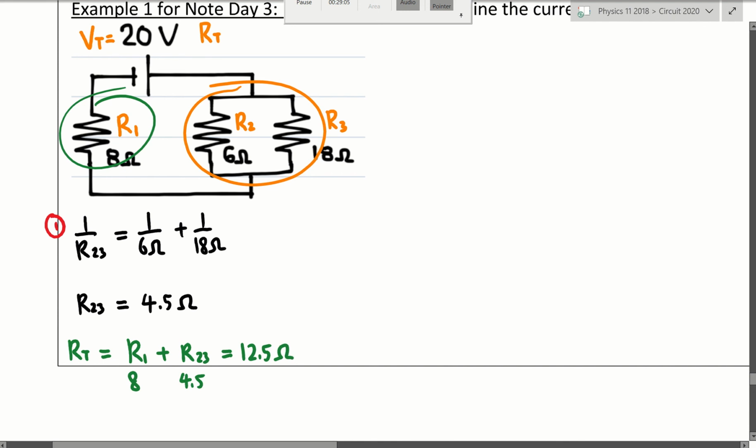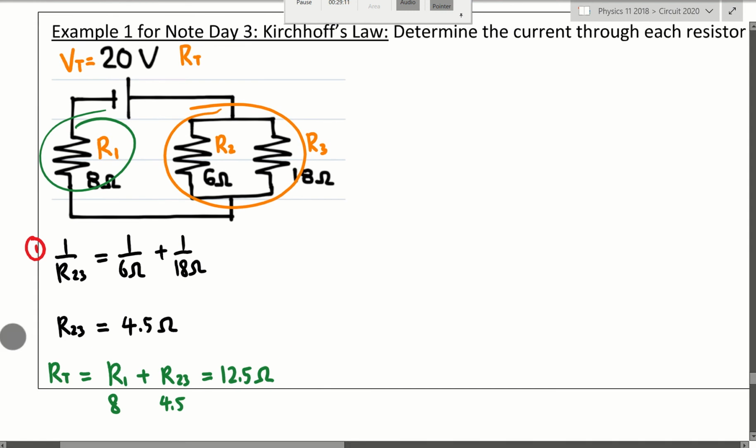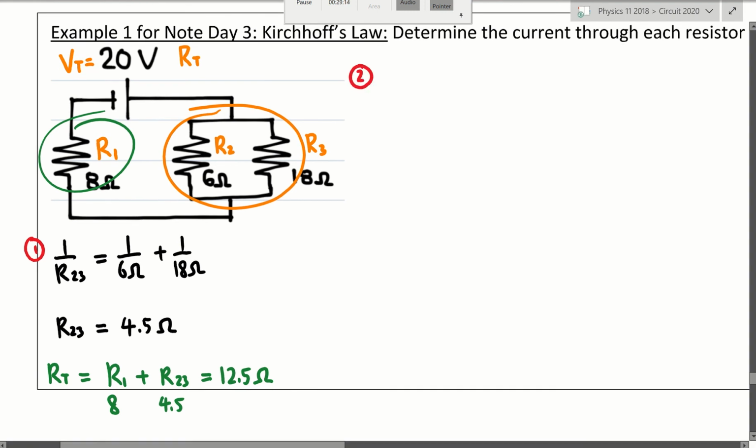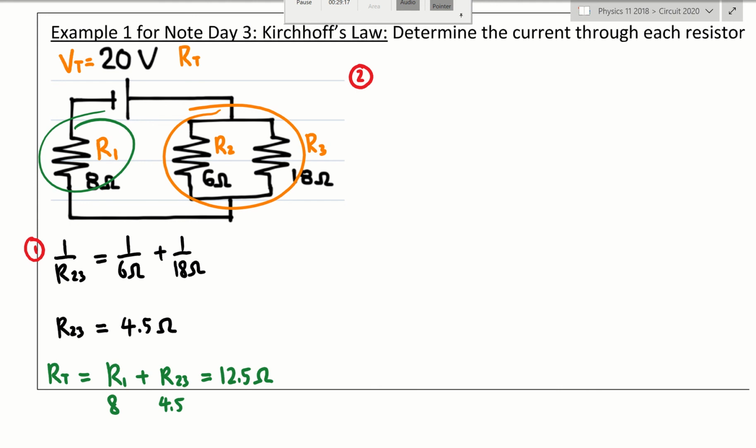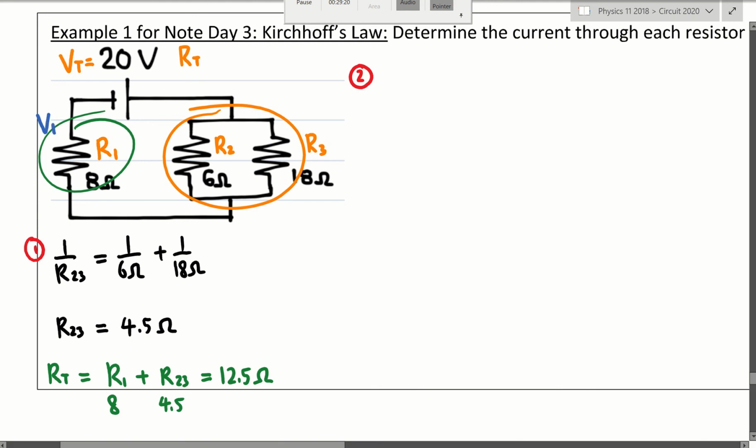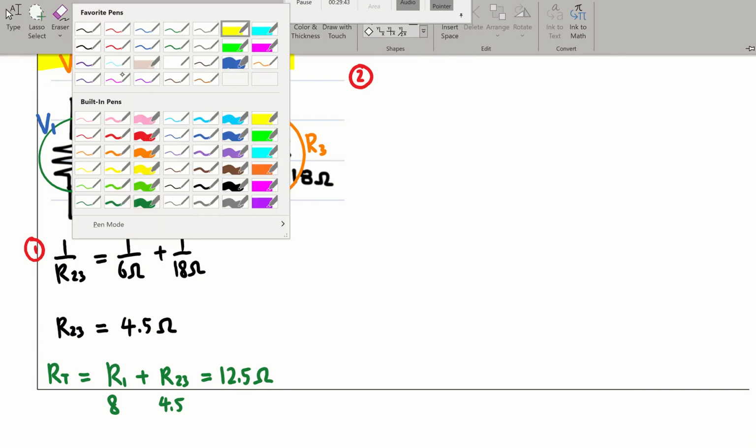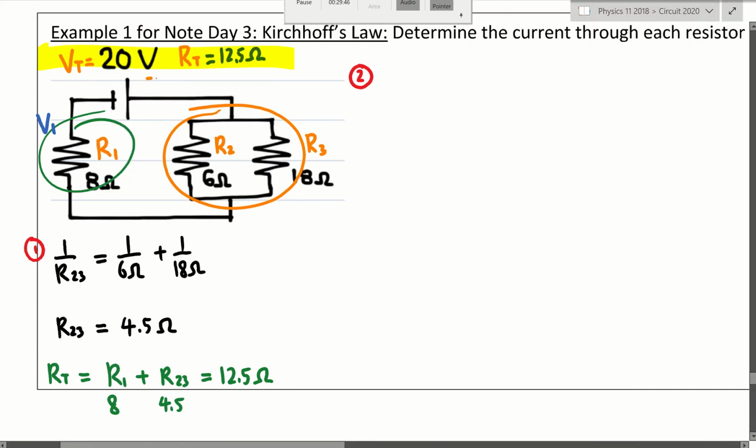So far, it's exactly the same as last day, but things are starting to change. Next step, I'm going to find the voltage drop over here, I'm going to find V1. I have R total, which we know is 12.5 ohms. Hey, wait a second, that's 2 out of 3 things. So what does that mean? That means we can find the third thing, which is I total.